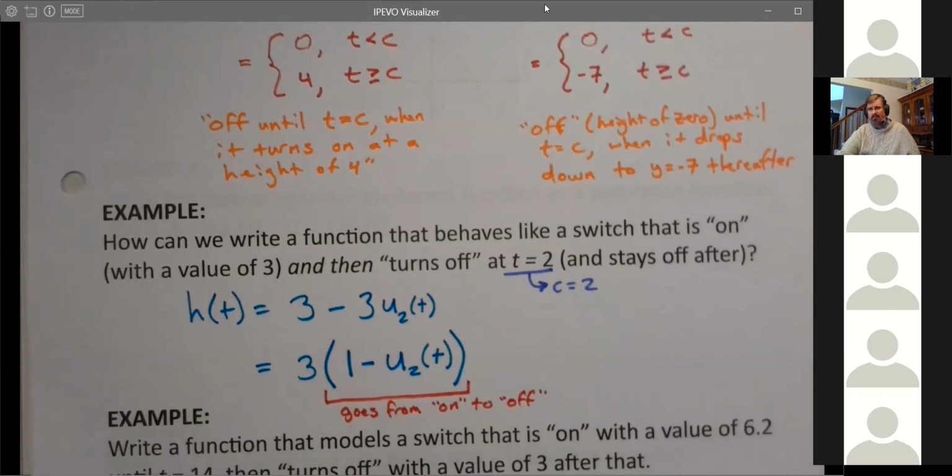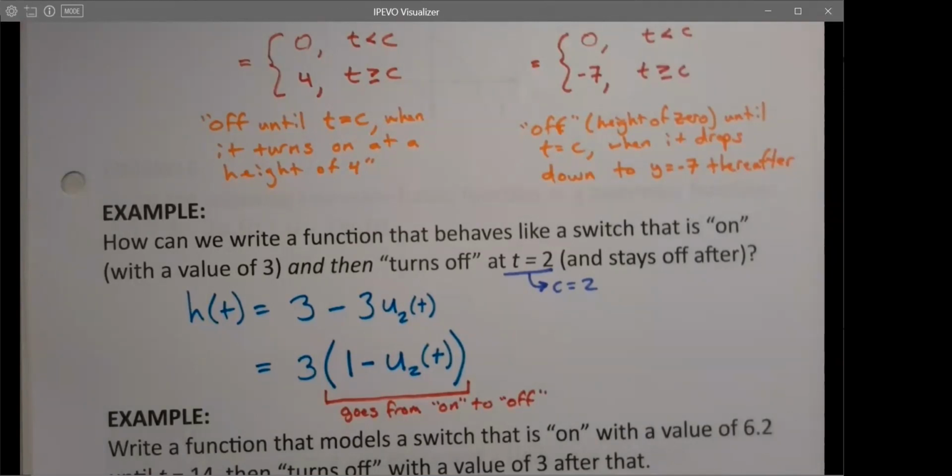So we have the ability to start with the switch being off and turn it on, and we can multiply it to any value we want, positive or negative. We also have the ability to start on and turn it off just by switching the order like this.